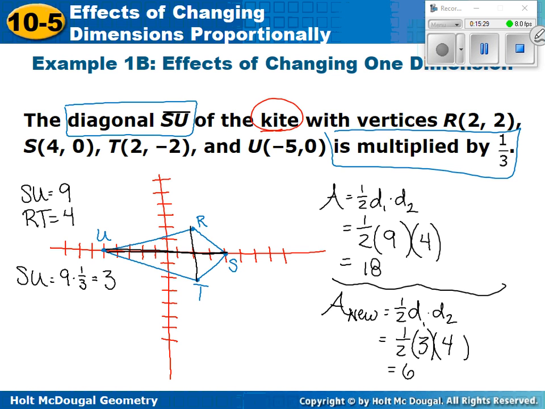Now what you have to remember if you're doing it this long way is that you're always doing the new one divided by the original one, not the other way around or you'll get the wrong answer. So you're going to do the area of the new divided by the area of the original. What was the new area? 6. And what was the first area? 18. What is 6 divided by 18 in fraction form? 1/3. And so we see that the area was multiplied by 1/3.